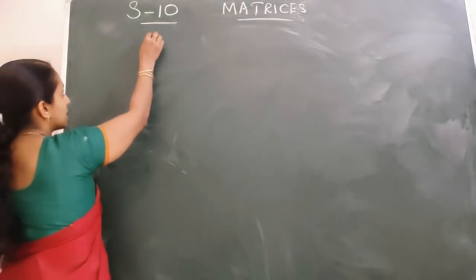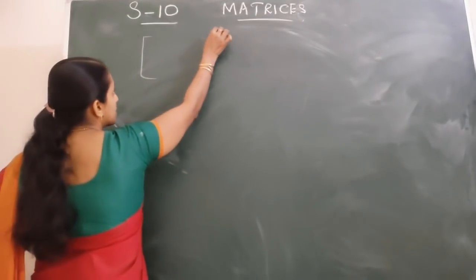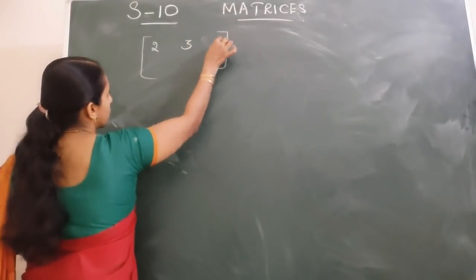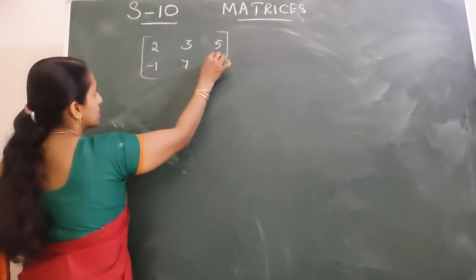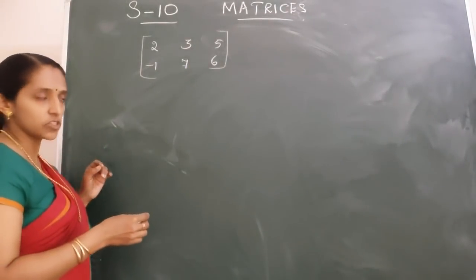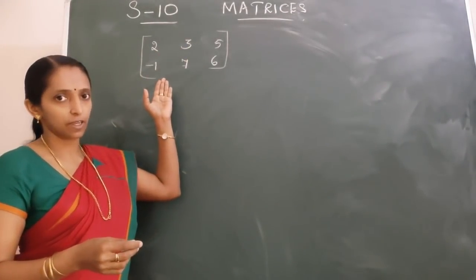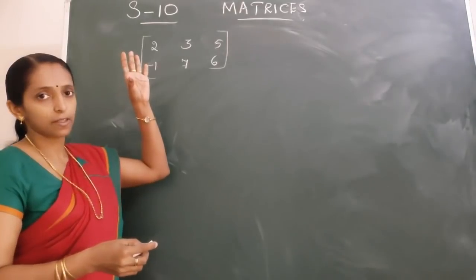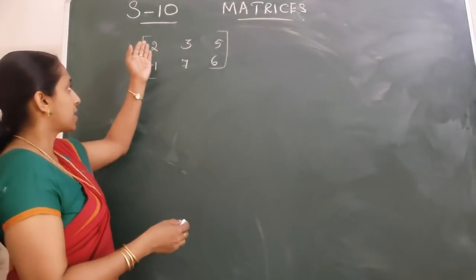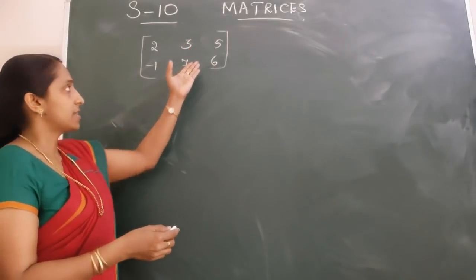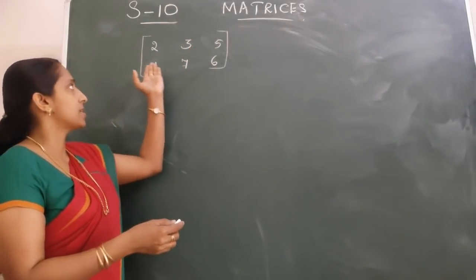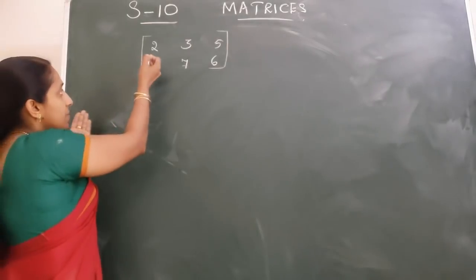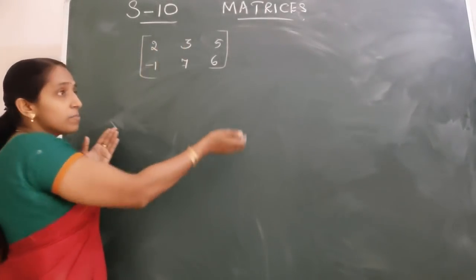For example, you can write a square bracket, and inside the square bracket we are arranging 2, 3, 5, -1, 7, 6. This is an arrangement of numbers in a rectangular way. It can be in a square way also. Clear? All rectangular or square arrangements inside a square bracket are known as a matrix. Clear? The inside terms can be variables too.